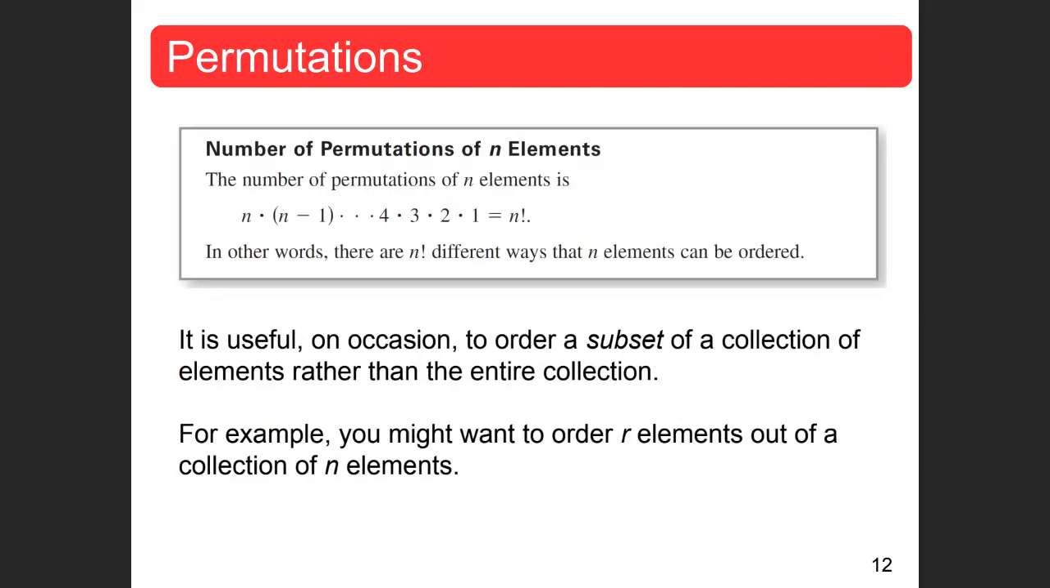The number of permutations of n elements is n times n minus 1 times and so on, so it's just n factorial. So an easy way of writing it is just n factorial.